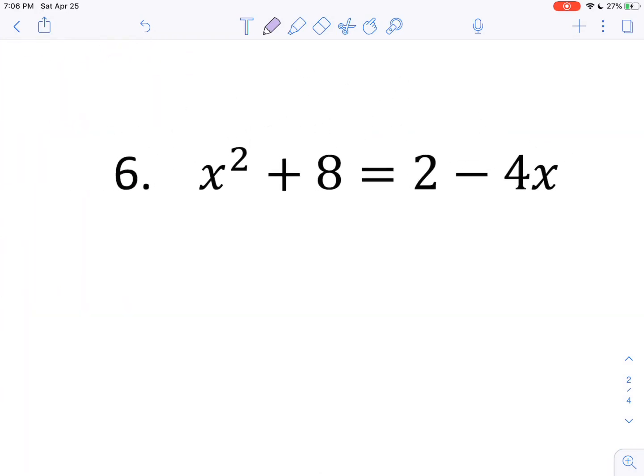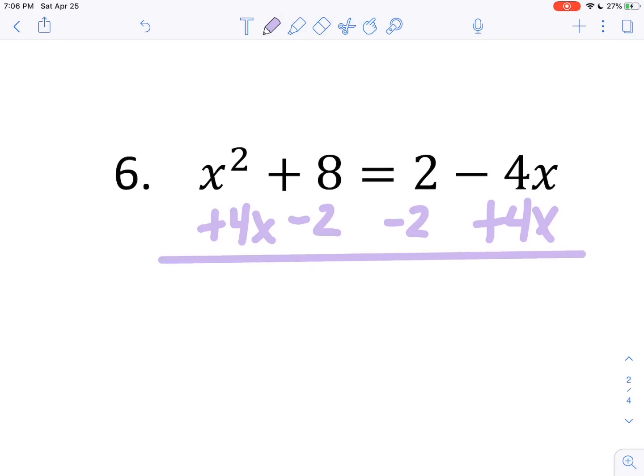Okay, and then number 6. This obviously is not in standard form, so I've got to bring everything over so that it's set equal to 0. Please do not combine the x squared and the 4x. I still see people doing things like that, and by now, hopefully we know that those aren't like terms, so this becomes x squared plus 4x plus 6 equals 0.